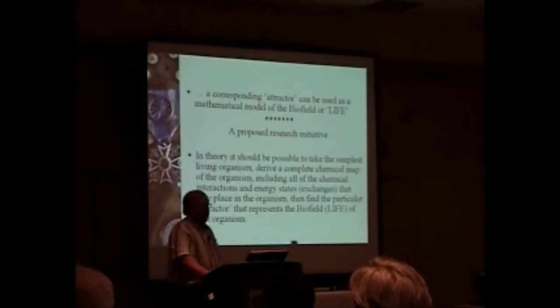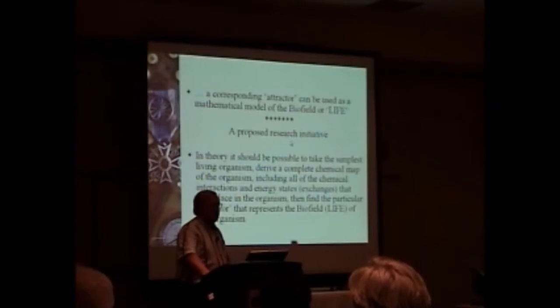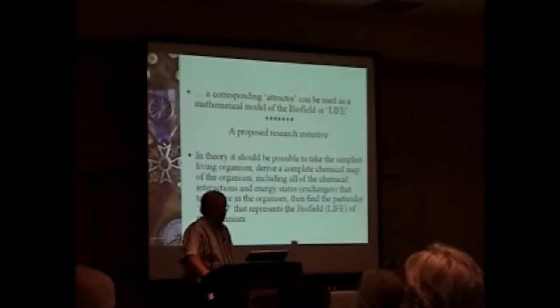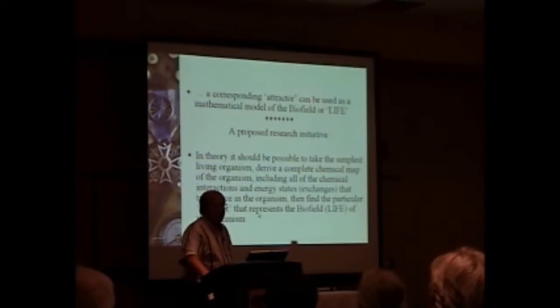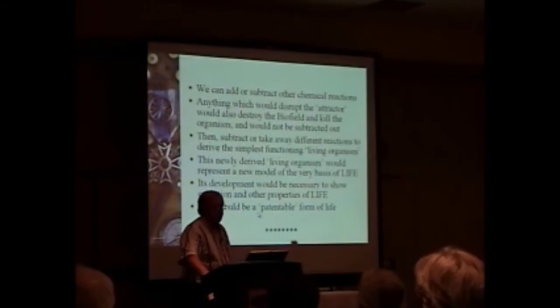Then what I propose to do is you should be able to find a corresponding attractor equation of the chaotic complexity, and this can be used as a mathematical model of the biofield of life. I propose a certain research initiative that I'm trying to find other people to help me with. The theory should make it possible to take the simplest living organism and derive a complete chemical map of the organism, indicating all the chemical interactions and energy states or exchanges that take place in the organism. Then find the particular attractor that represents the biofield of the life of the organism.